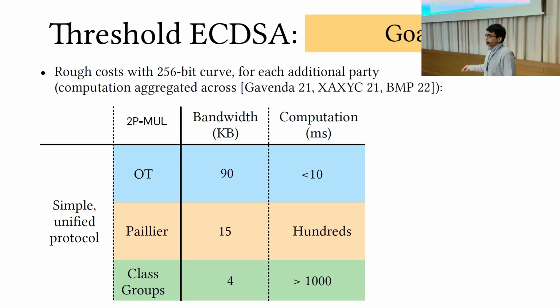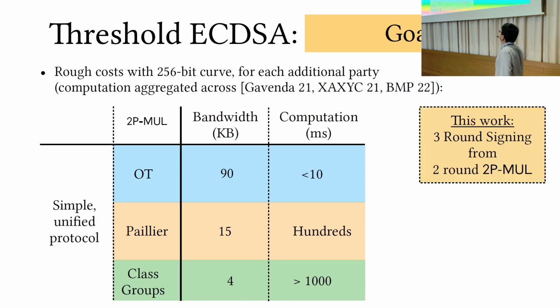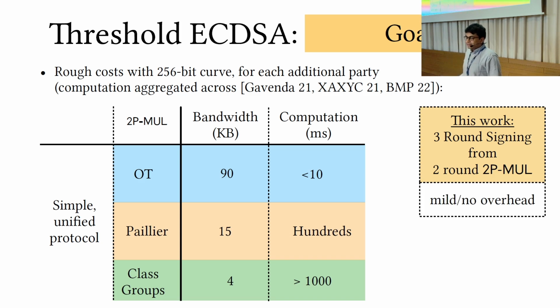Essentially, we want to just remove one dimension, which is that of rounds. And that's what we do. We give a 3-round signing protocol that makes black box use of any two-party multiplication protocol. And the cool thing is that we achieve this with basically no overhead. We get a round compression, these 3 rounds, which is strictly better than any round complexity for ECDSA before this, at no additional cost, no noticeable cost of bandwidth or computation.